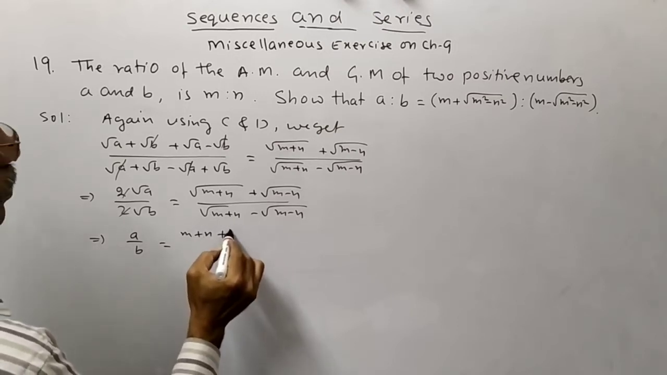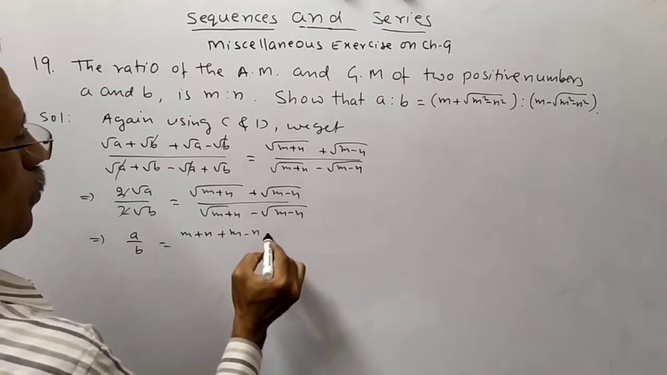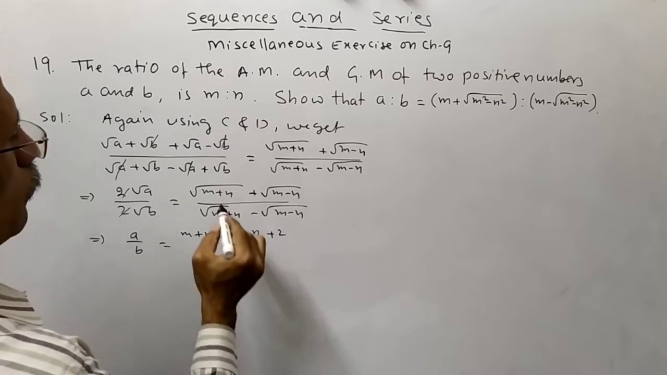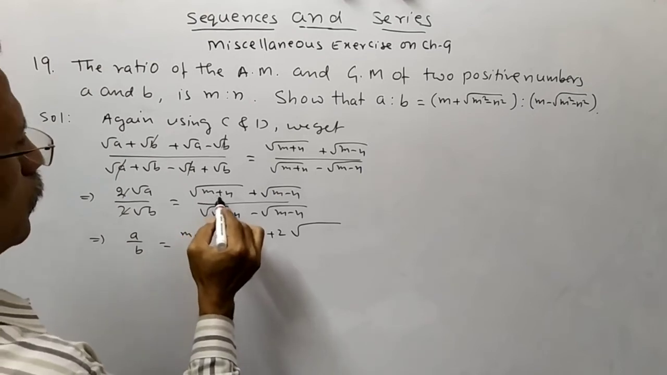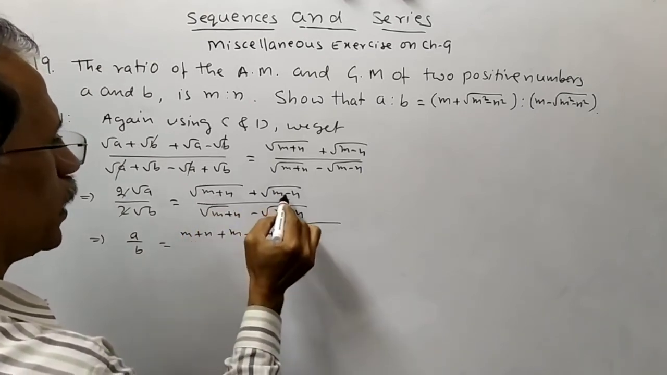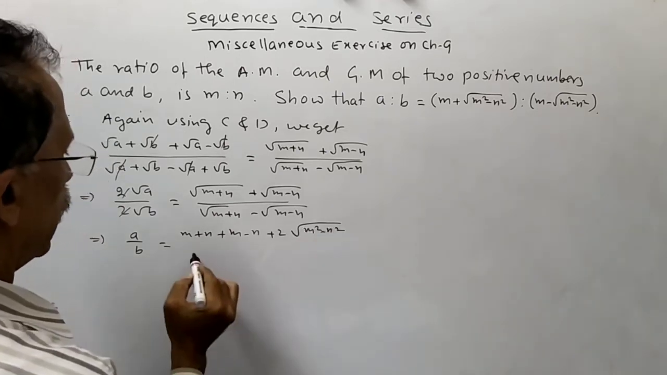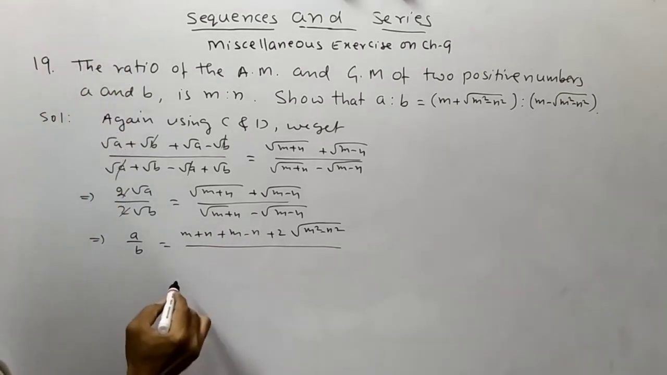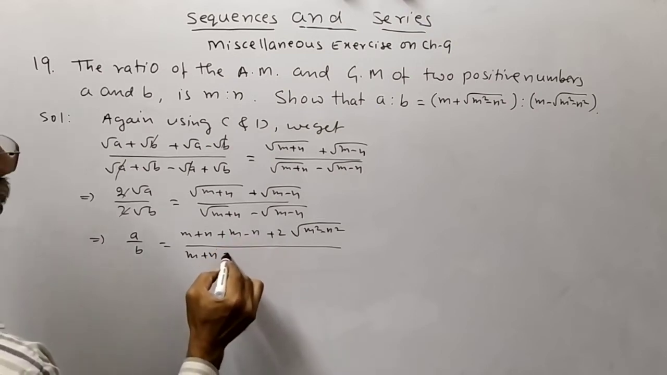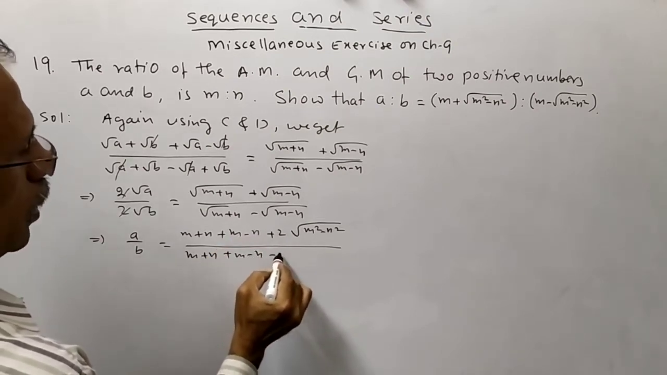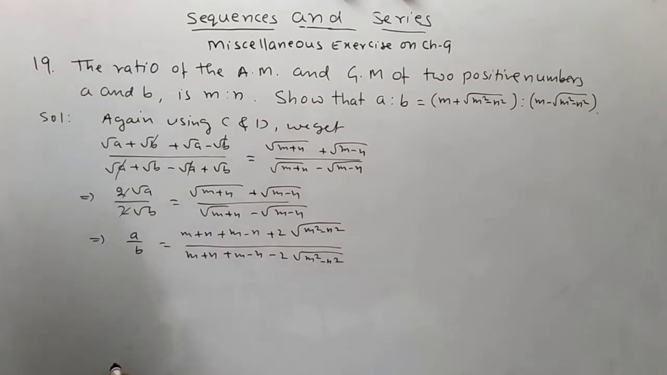plus square of second term plus 2 times the product of first and second term, that is (m plus n) into (m minus n), we will get m square minus n square, divided by m plus n plus m minus n minus 2 times square root of m square minus n square.